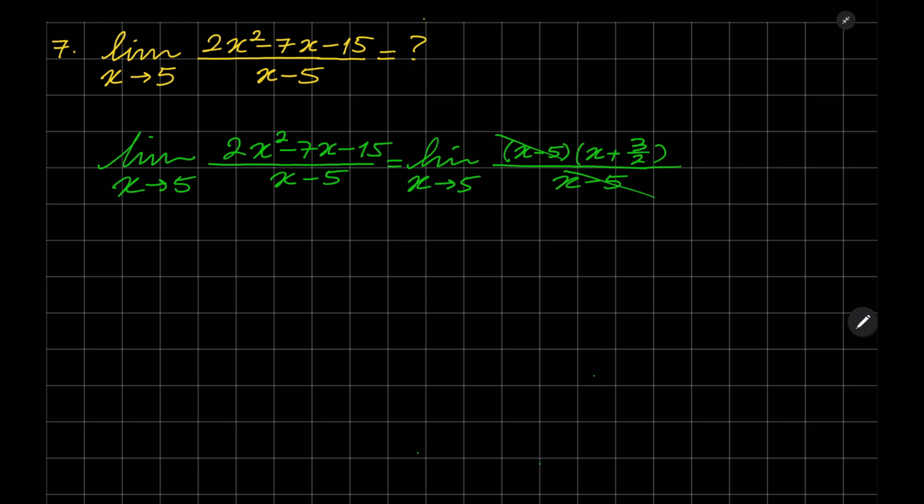Now these will cancel out. X minus 5 divided by x minus 5 is 1. So it's equal to limit as x approaches 5, x plus 3 over 2. Now we can use the substitution method, which is equal to 5 plus 3 over 2 is equal to 13 over 2. That's the answer.